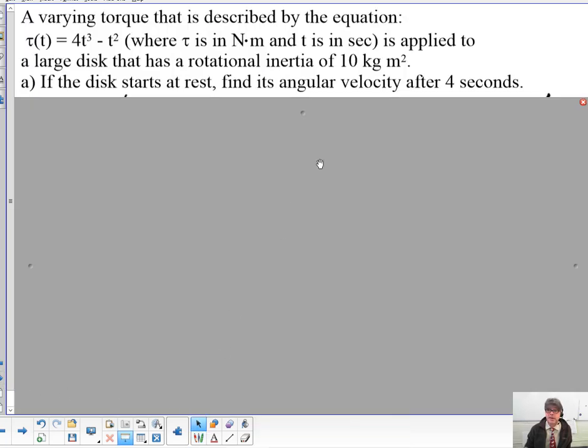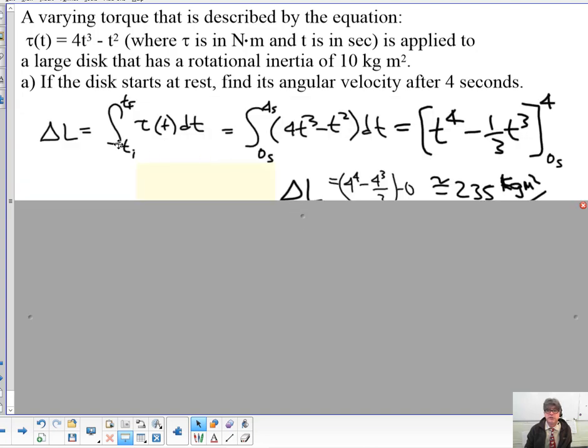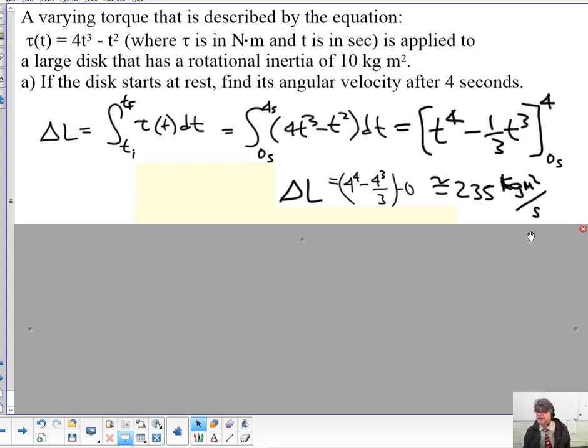And that part's not bad. So you don't really need me to do this with you, so that's good, right? Just pointing out that you can do it. So there it is plugged in. There's the antiderivative, and there's where I put the limits. I know this is not the kosher way to do it for Ms. Beccaro's class. And then this is me evaluating it. So it comes out to about 235 kilogram meter squared per second worth of change in angular momentum. And we haven't answered the question yet.